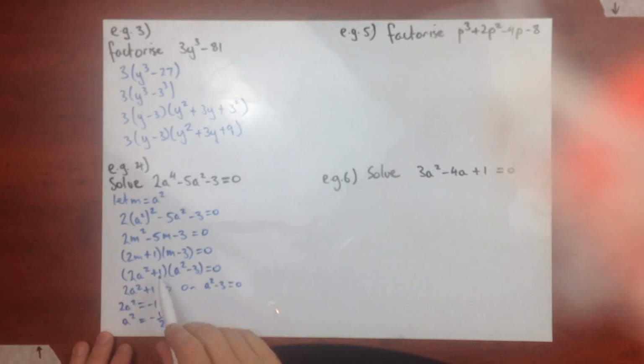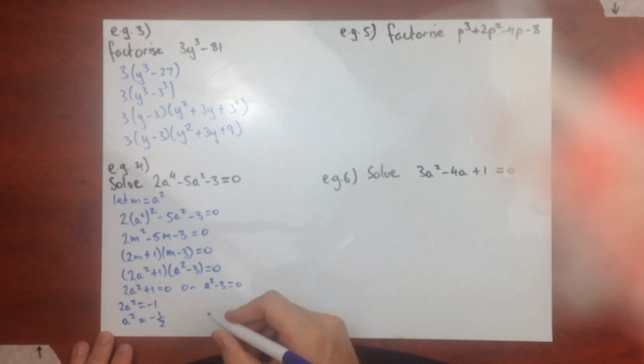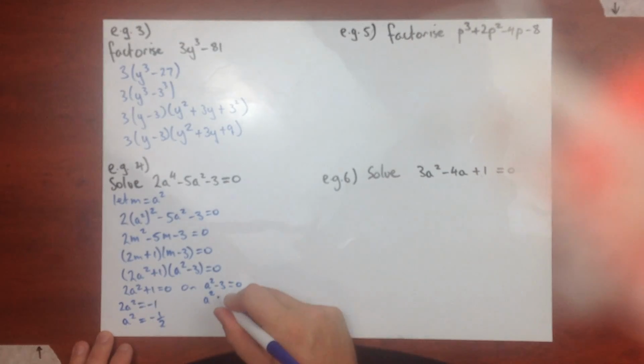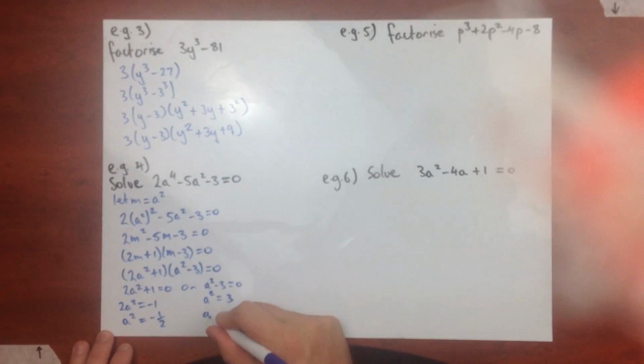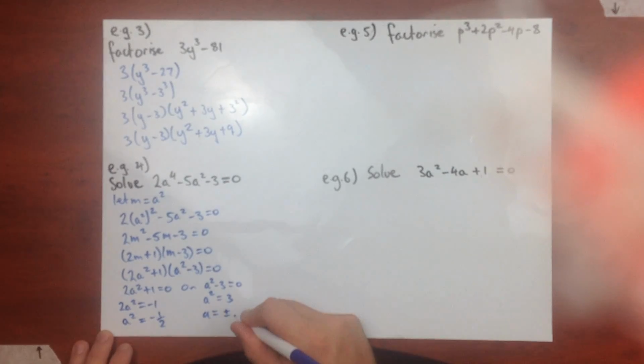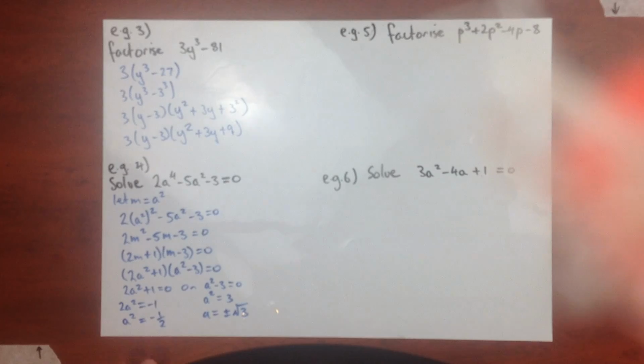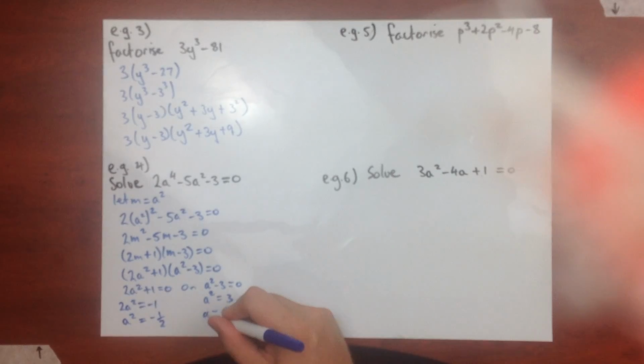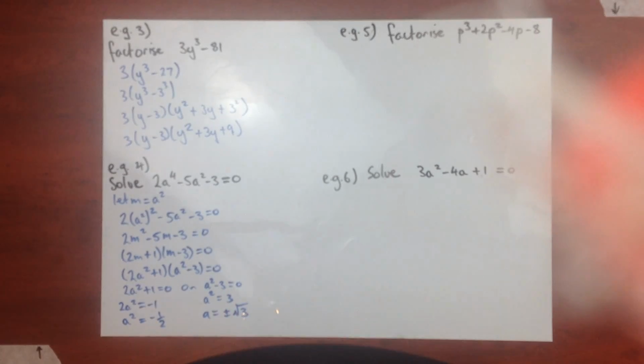This part can't be equal to 0, which means this one must be. So we've got a squared equals 3, so a is going to equal plus or minus the square root of 3. And it's incredibly important not to forget the plus or minus. It's really easy. Students often just go, oh yep, square root both sides, my answer is a equals the square root of 3. So you need to be careful there. Remember that it's plus or minus root 3.